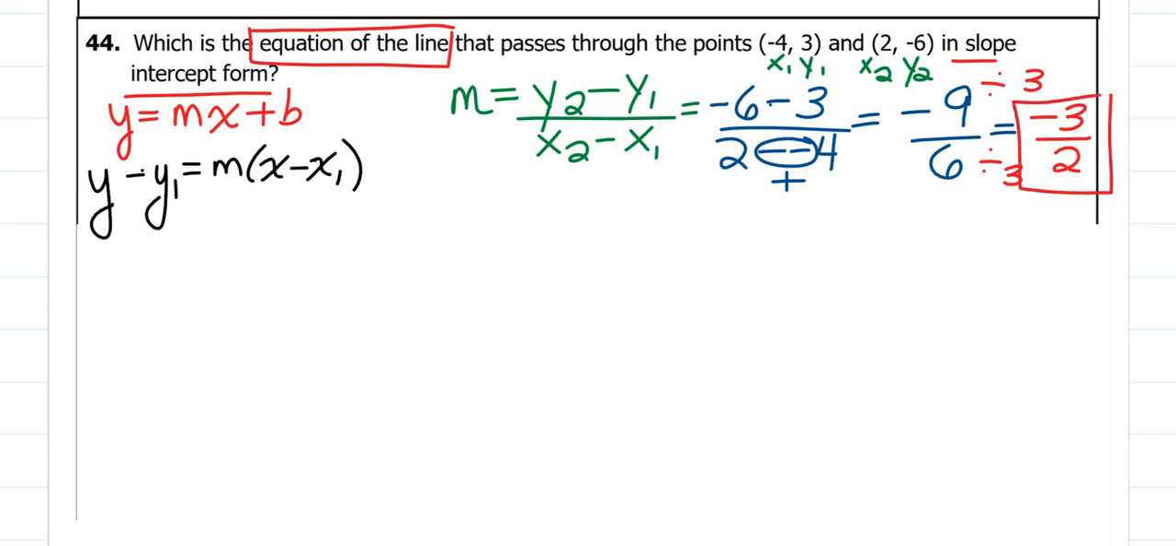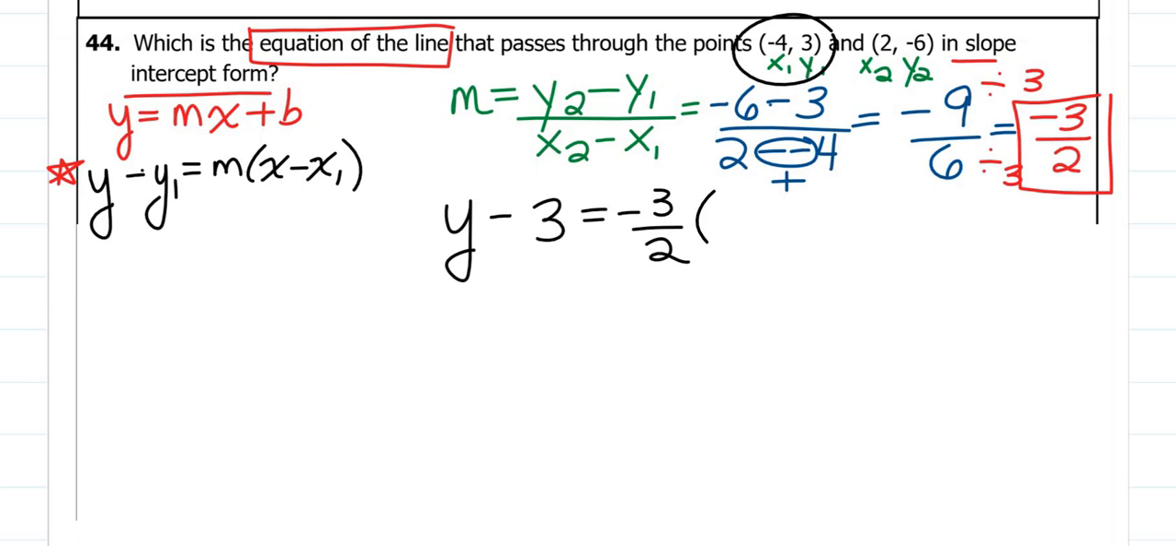Now, once I have my slope, I plug into my point slope form. So let's go ahead and plug in. Y minus, now I pick a point. Let's go ahead and pick the first point this time. Y minus 3 equals my slope of -3 over 2 times x minus x1, which is -4. The two negatives will make a positive. All right, let's go ahead and simplify.